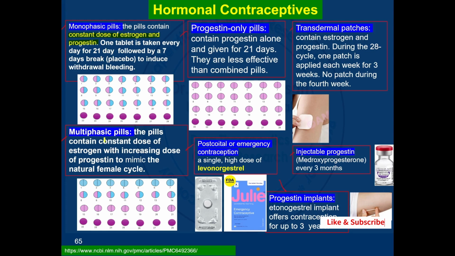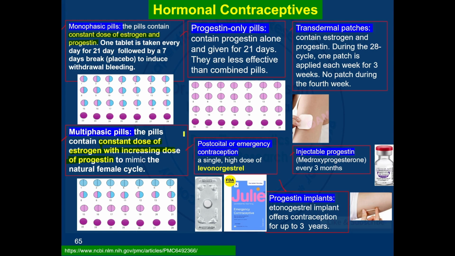So monophasic has a constant dose of estrogen and progestin. Regarding the multiphasic pills, the pills contain a constant amount of estrogen, but we have an increasing dose of progestin to mimic the female menstrual cycle. You can see here we have multiphasic. It starts with estrogen, then estrogen and progesterone, then progesterone only, then placebo. So we have a constant amount of estrogen and an increasing dose of progesterone, trying to mimic the natural female cycle.